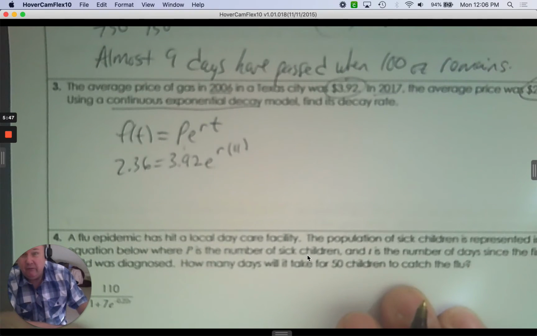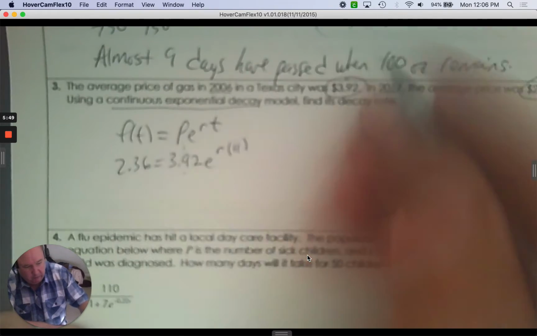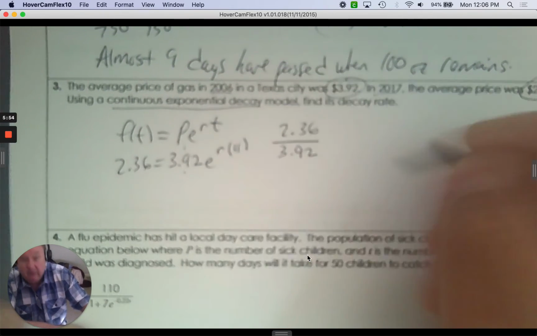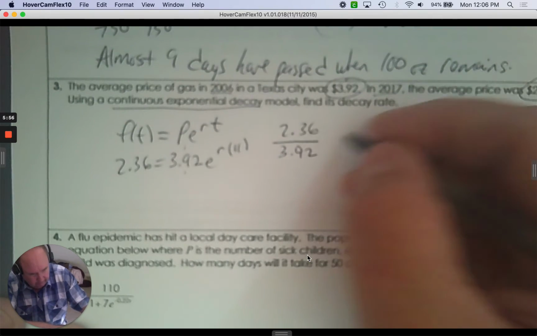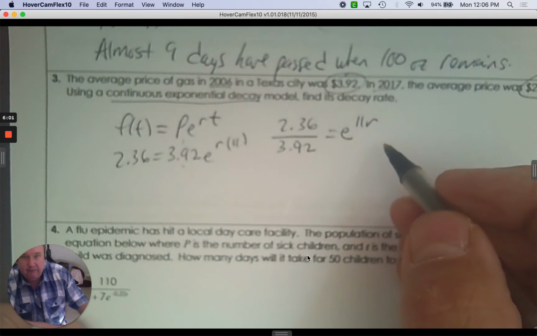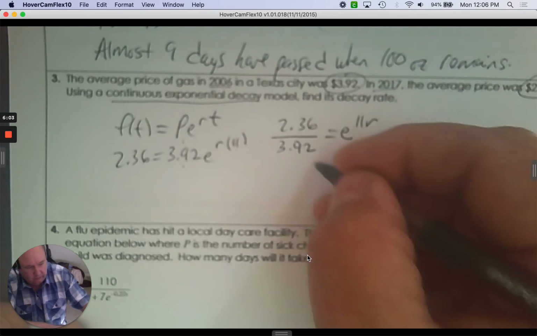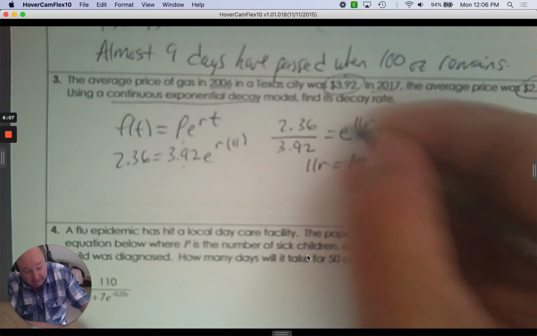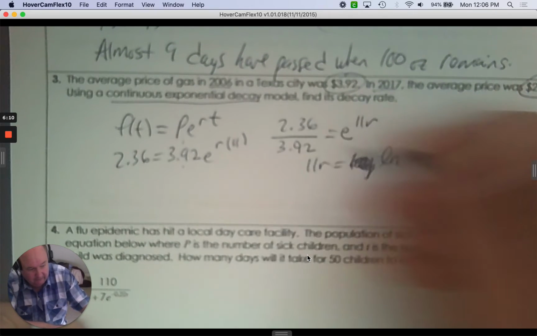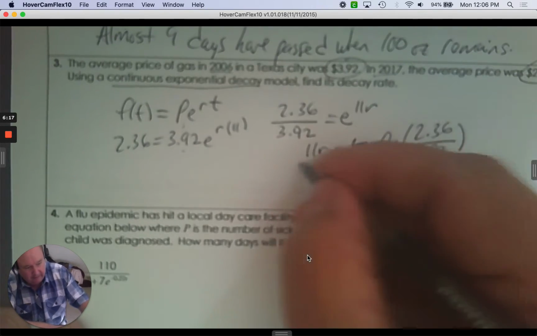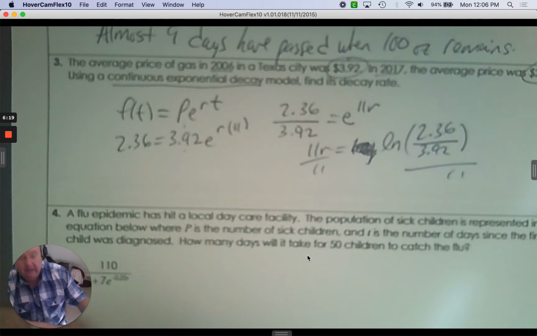So now I'm looking for the rate. So solve for r. So step 1 is to divide by 3.92. I'm not going to reduce it down. e to the 11r. Write this as a logarithm. So the exponent is 11r. The logarithm that has a base of e is ln, silly. And then what goes inside that is 2.36 divided by 3.92. The last step is to divide by 11 and then use your calculator.